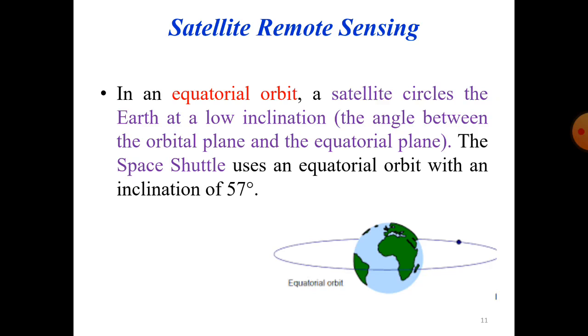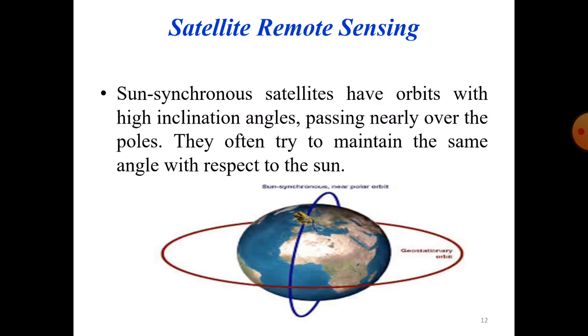The second type is equatorial orbits or satellites. Here, the satellites are placed in orbits which are inclined to 57 degrees from the equator. Thereby, the information that the satellites gather gets slightly altered, and this is widely used in space shuttle satellites.